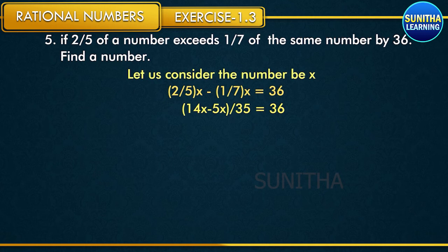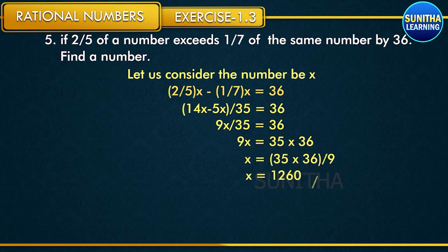So 14x minus 5x, what happened? 9x. So 9x by 35 is equal to 36. Now 9x is equal to, 35 is transposed to the other side of the equal sign, so it is going to be multiplied. So 35 into 36. So x is equal to 35 into 36, which is going to be 1260, and 9 comes to the denominator. If you cancel it, you are going to get the answer 140. Clear? So therefore the given number is 140.